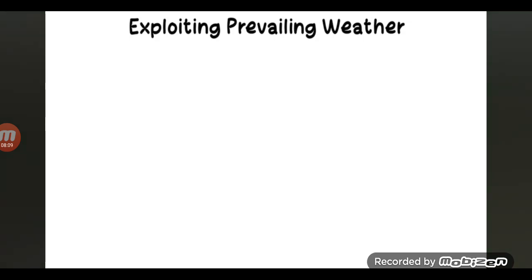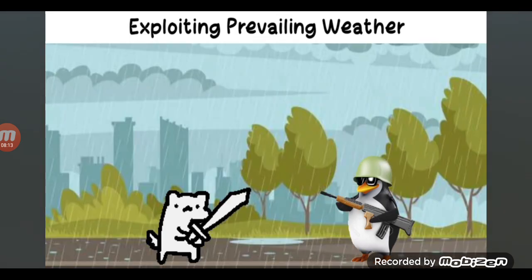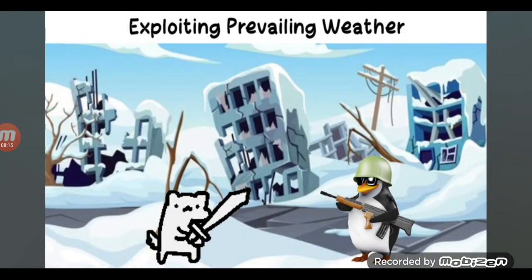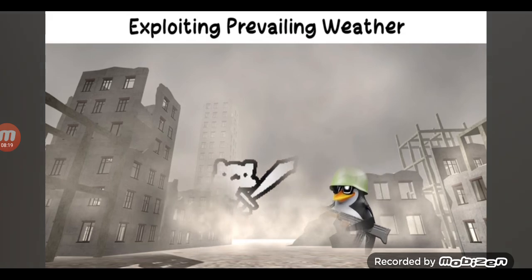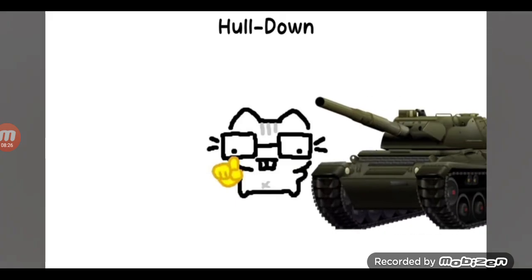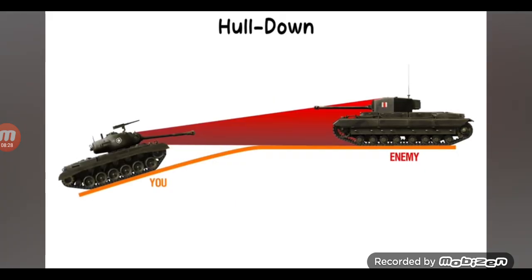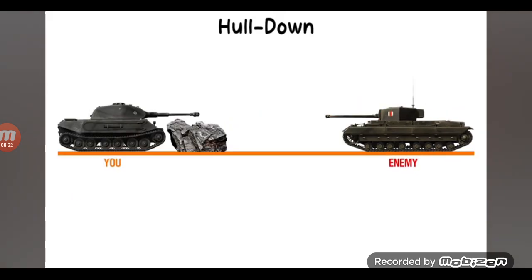Exploiting prevailing weather is a tactic that involves using weather conditions, such as rain, fog, or snow, to gain a tactical advantage, impairing enemy visibility and mobility while enhancing one's own operations. Hull down is a tactic where a vehicle, usually a tank, positions itself behind cover so that only its turret is exposed, minimizing its vulnerability while allowing it to fire.